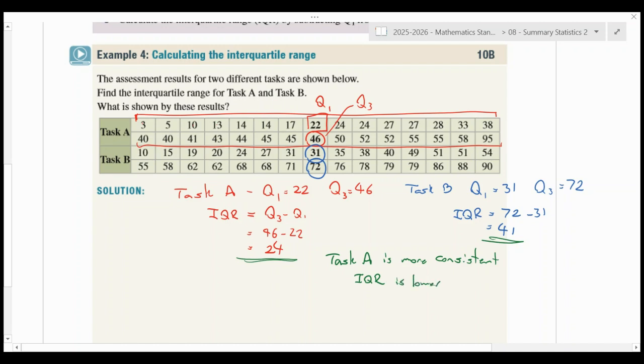So what that means is more and more scores are close together in value. Okay, the higher the interquartile range means the bigger space between those two, and that indicates less consistency. So it's not a perfect interpretation, but it is relatively accurate.